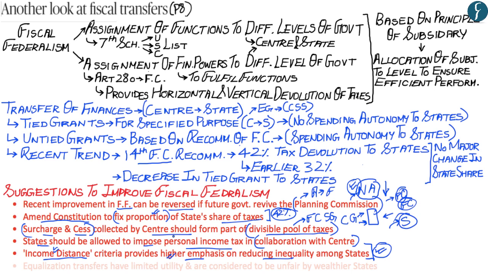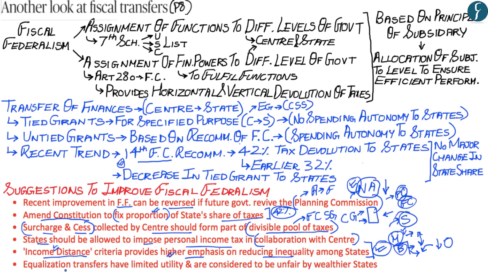Now, when we say income distance, it means the difference between the actual per capita income of a state from the state which has the highest per capita income. So let's say if Maharashtra has the highest per capita income and Bihar has the lowest per capita income, then in simple terms, their difference would be known as the income distance. And what the 14th Finance Commission has done is that the further a state is from the highest per capita income state, the more amount of money shall be transferred to it. So let's say if Bihar has the lowest per capita income as compared to Maharashtra, then it would be given the highest allocation of finances by the Finance Commission.